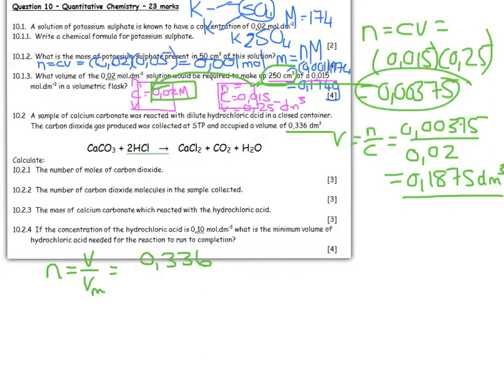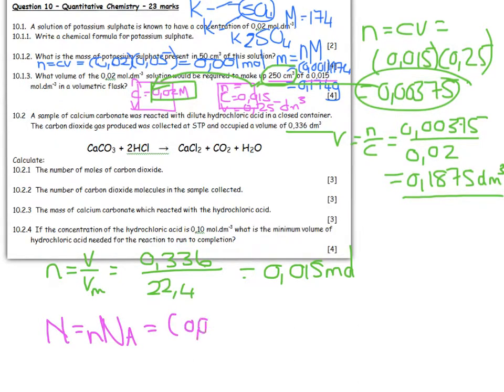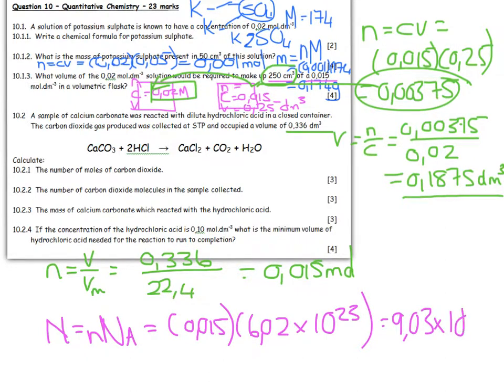I was given in decimeters cubed divided by molar volume, which is 22,4, and I land up with 0,015 moles of carbon dioxide. The number of carbon dioxide molecules, number of particles, is equal to number of moles times Avogadro's number. So I take that number of moles, I multiply it by Avogadro's number, and I land up with 9,03 times 10 to the 21 molecules.